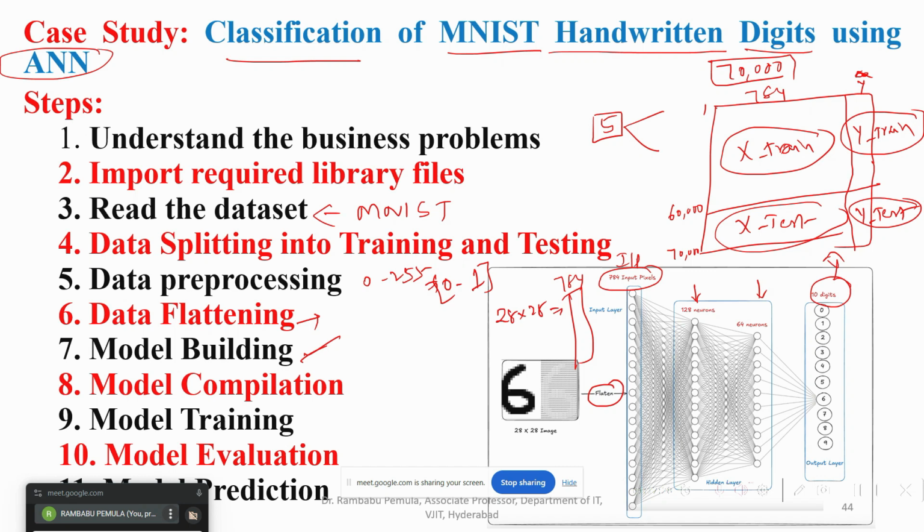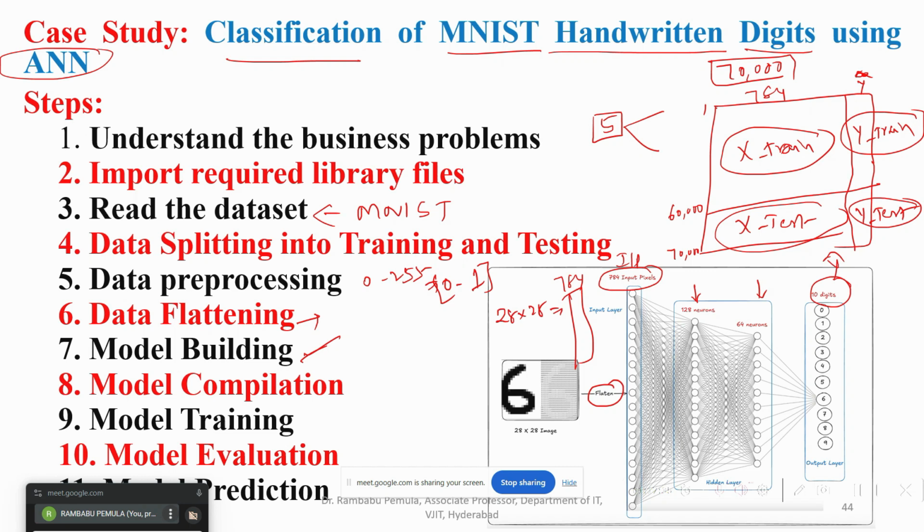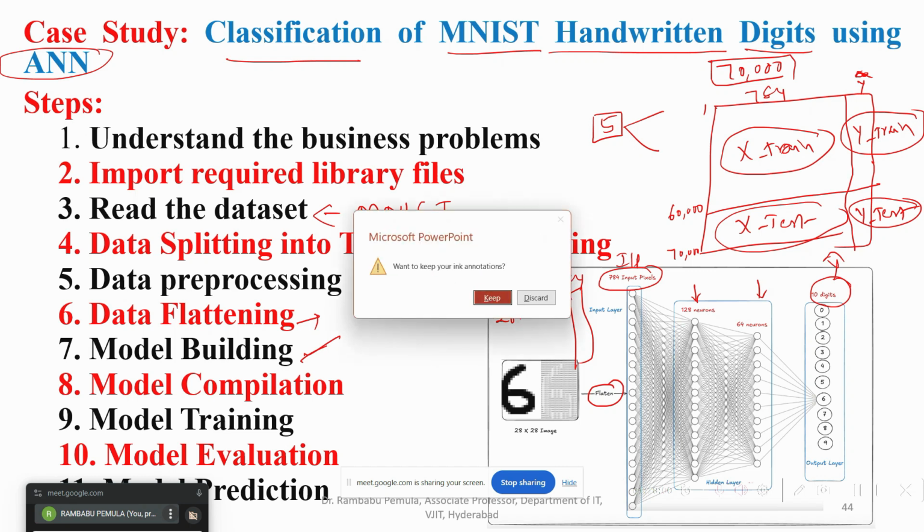Now we are going to see our code in Colab. What are the different steps? Understand the business problem, import the library files, read the data set, split the data into training and testing parts, data pre-processing, data flattening, model building, model compilation, model training, model evaluation, and model prediction. These are the 10 or 11 steps you have to follow in order to develop any artificial neural network program.